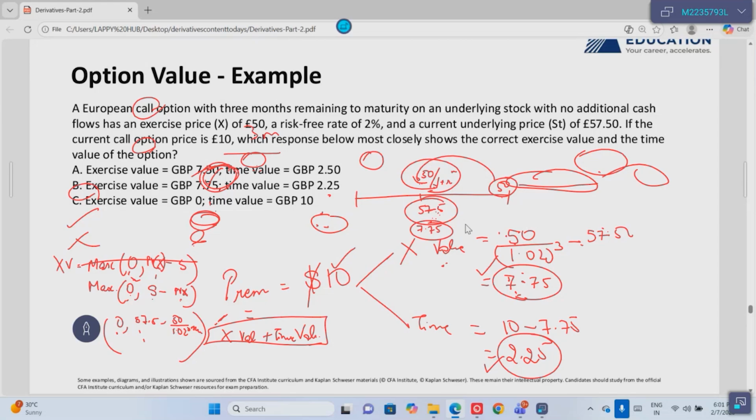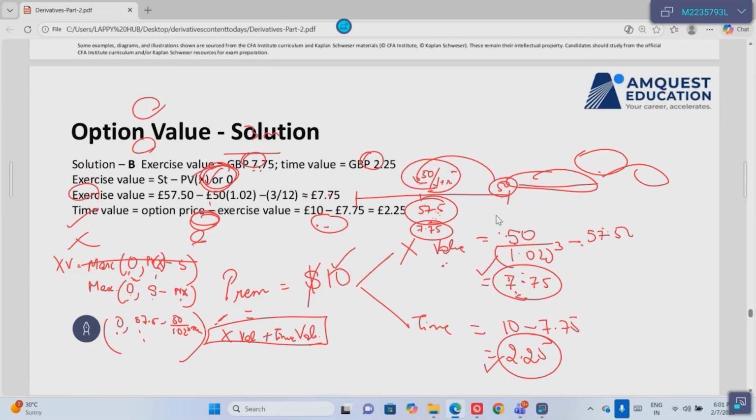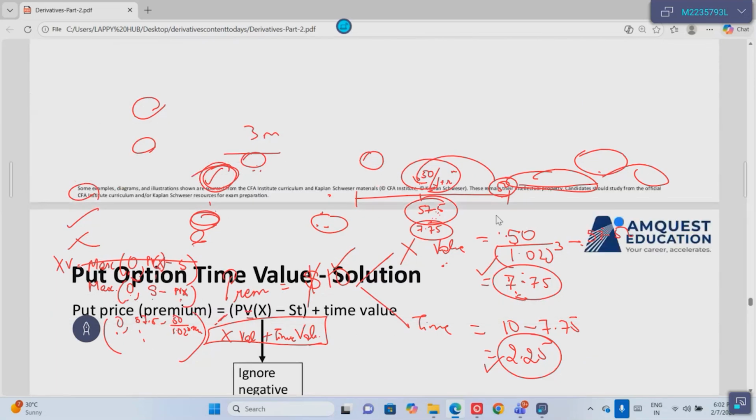Got it? Perfect. Good. So see, that's the answer. Okay. So if you forget, think of the two formulas. Call option is stock minus exercise price, and put option is exercise price minus stock price. But दोनों में you will take exercise price as the discounted value. That's it. And that's exactly the formula I showed you here once again.